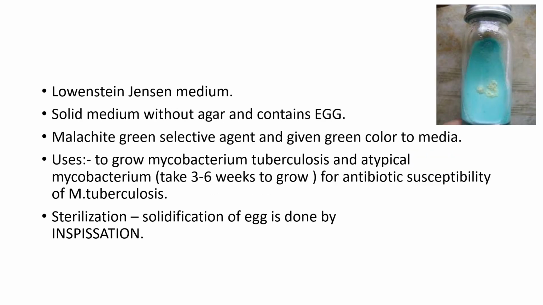So next is the Lowenstein-Jensen medium. It is a solid media without agar and it contains egg. The solidification of the egg is done by inspissation. Malachite green is a green selective agent added to inhibit microorganisms other than the mycobacteria, and it also acts as a pH indicator. What is the use of Lowenstein-Jensen media? It grows Mycobacterium tuberculosis and atypical mycobacteria, and it takes approximately 3 to 6 weeks to grow, and it is also used for antibiotic susceptibility testing of Mycobacterium tuberculosis.